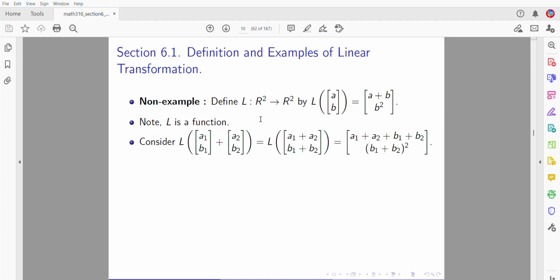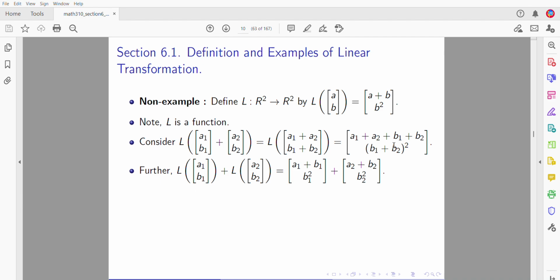Now let's try addition. L of (a1, b1) plus (a2, b2). Add these two and then apply the formula. Formula says first coordinate plus second coordinate and then second coordinate squared. Good. What about individual cases? L of (a1, b1) plus L of (a2, b2). L of (a1, b1): first plus second coordinate and then second coordinate squared from here. Likewise from here, first plus second coordinate, second coordinate squared.